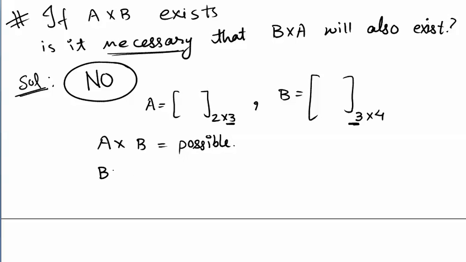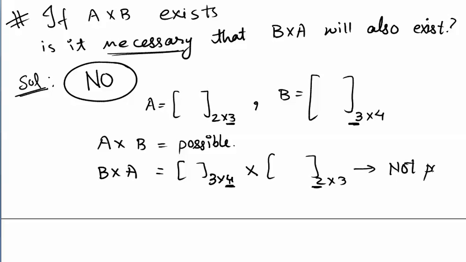But is B into A possible? B into A means you should have 3 cross 4 into 2 cross 3. Now here the number of columns is not equal to the number of rows, so this is not possible. Clear, right? So we can easily conclude that matrix multiplication is not commutative.